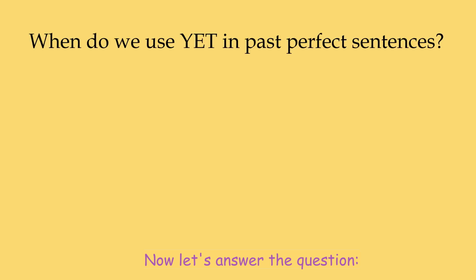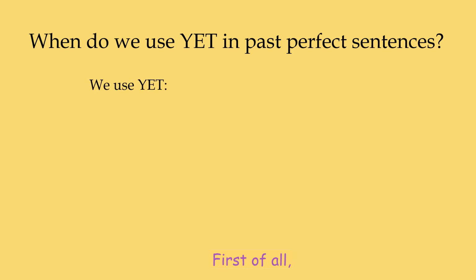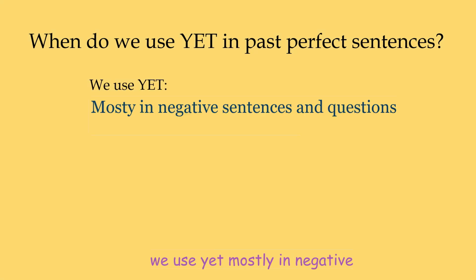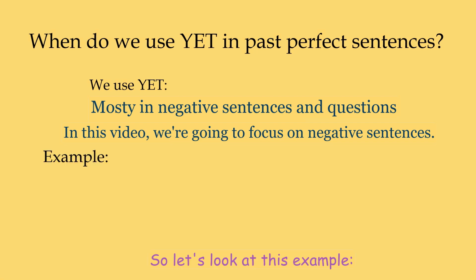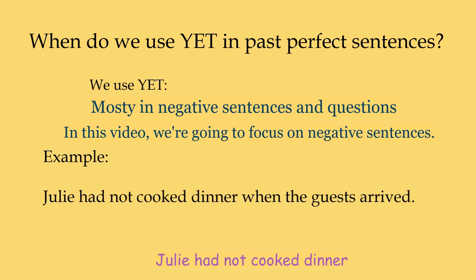Now let's answer the question, when do we use yet in past perfect sentences? First of all, we use yet mostly in negative sentences and questions. In this video, we are going to focus on negative sentences. So let's look at this example. Julie had not cooked dinner when the guests arrived. Okay, this is a negative sentence. There's the not. So that means that we could put yet in this sentence.